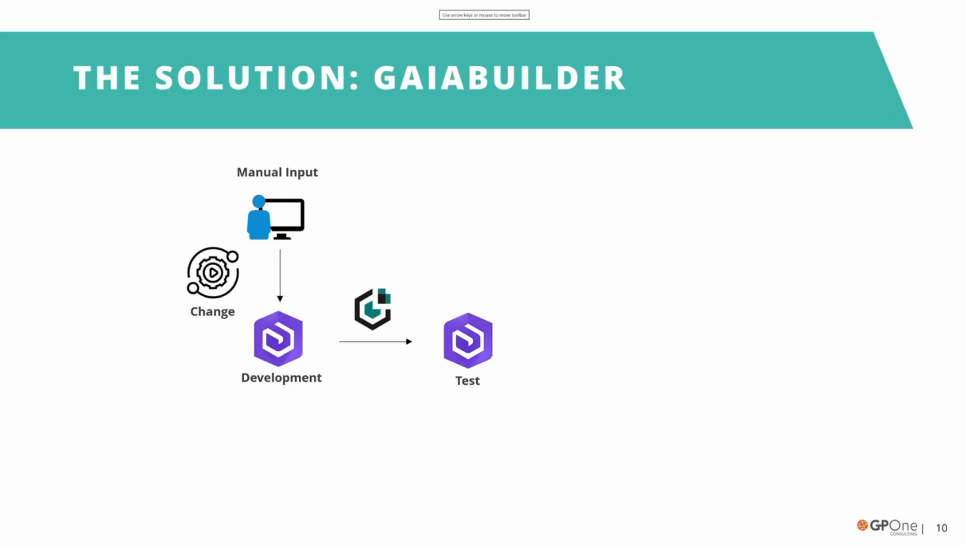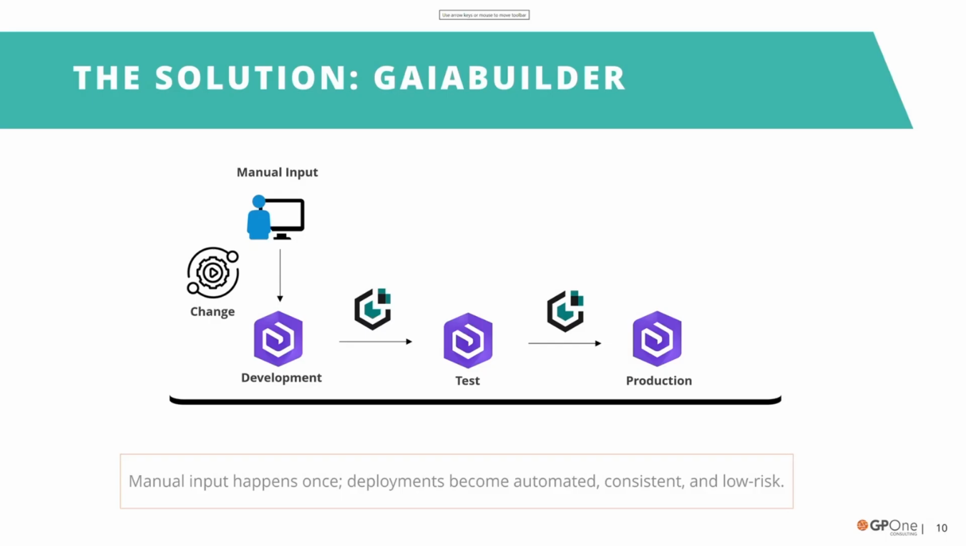The change is automatically deployed to test using the same steps and the same settings every single time. No republishing, no reconfiguring by hand, just a consistent, repeatable process. Once it's approved, GaiaBuilder promotes the change to production the same way, automatically and consistently. So what worked in test works exactly the same in production. That means less risk, faster releases, and no more fixing things live.